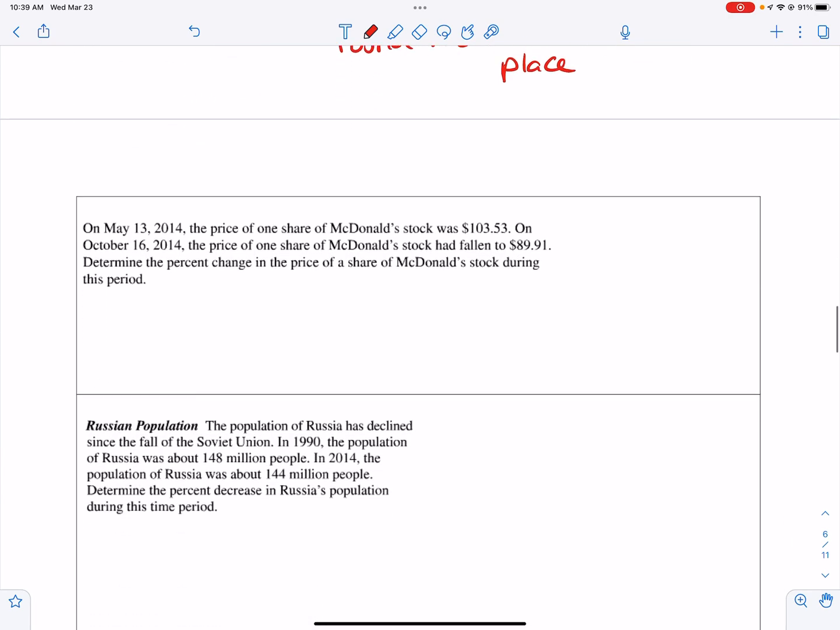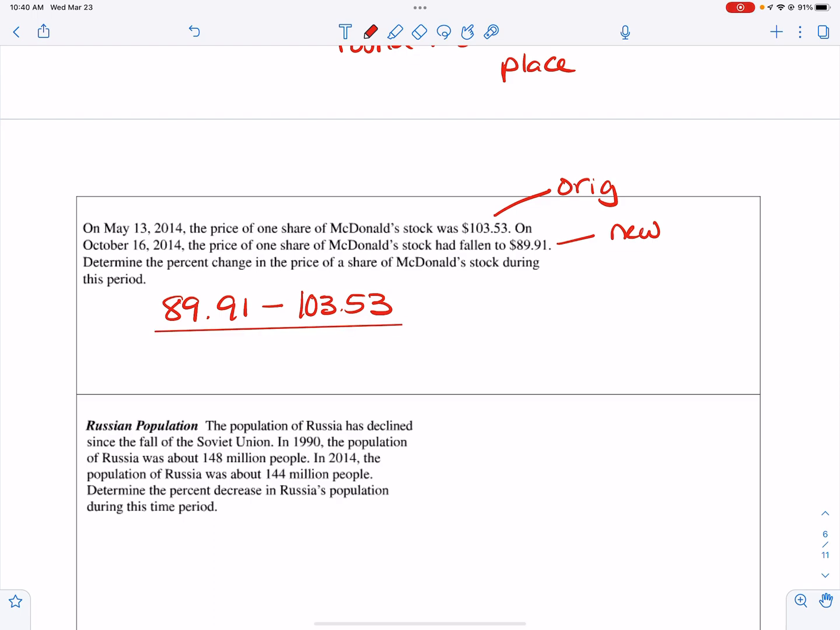Now, the next one is a decrease, okay? So we're talking about McDonald's stock. It started at $103.53, but then it ended at $89.91. So this is my original value, and this is my new value. And we're going to have a percent of change, which is going to be a decrease. So let's put those values in. So we will have 89.91 and subtract 103.53, and we're going to divide that by 103.53 and then multiply it by 100.